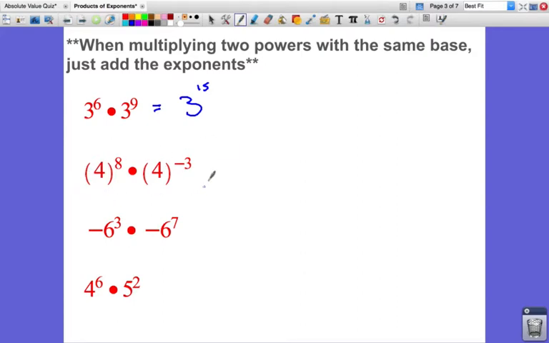Same idea, I have another problem right here. 4 to the 8th power. Just because this is in parentheses, this is still going to be 4 raised to the 8th power. This is still 4 raised to the negative 3rd power. Even though I have a negative exponent, it doesn't change the process. I have the same base. I'm multiplying these two numbers with the same base, so I'm going to look at their exponents and add them. This is really just 4 to the 8th power plus negative 3, because I'm adding my 2 exponents, which means that this is 4 to the 5th power.